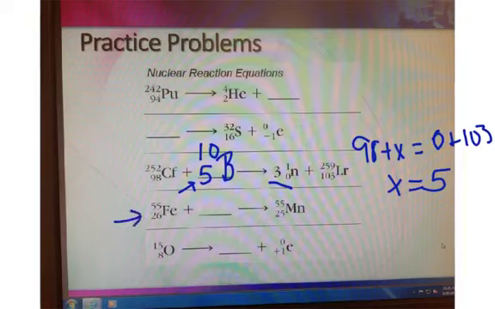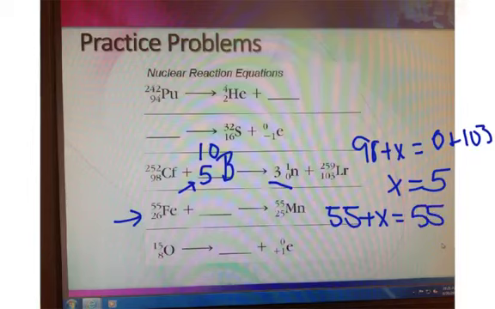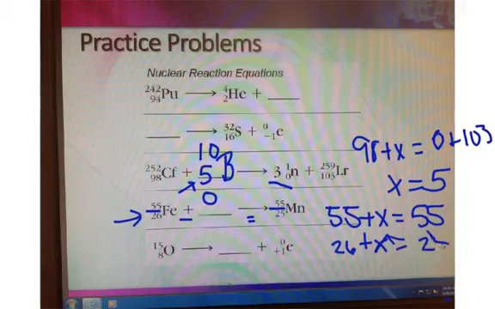I'm going to do the final one with you. Okay, number 4. If you look at that, you're going to have 55 plus a number equals 55. So what number plus 55 equals 55? That would be 0. Then you do the bottom, 26 plus some number equals 25. So looking at that, wow, that looks messy. Sorry about that. X equals negative 1.